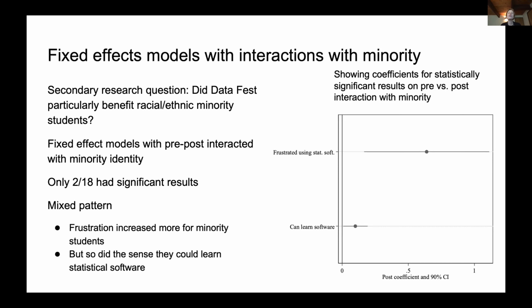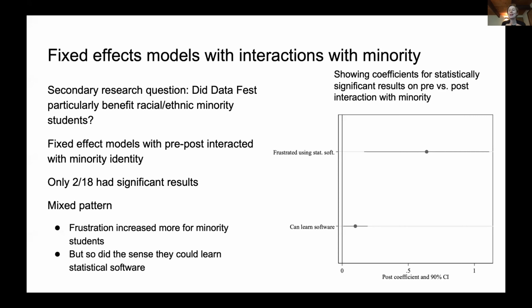In terms of the fixed effect models with interactions with minority student identity, we had this sort of secondary research question because there's some interesting literature on these kinds of models maybe being more effective for underrepresented students. So we asked, did DataFest particularly benefit racial and ethnic minority students? And only 2 out of 18 interactions were significant, which mostly means there are similar effects for these groups.